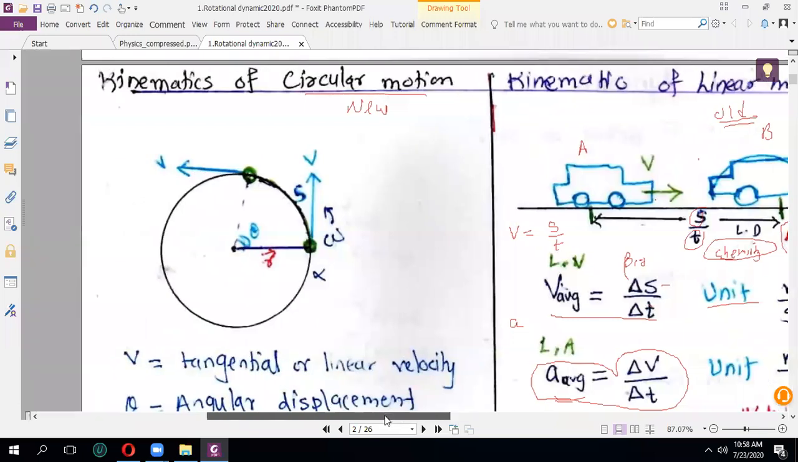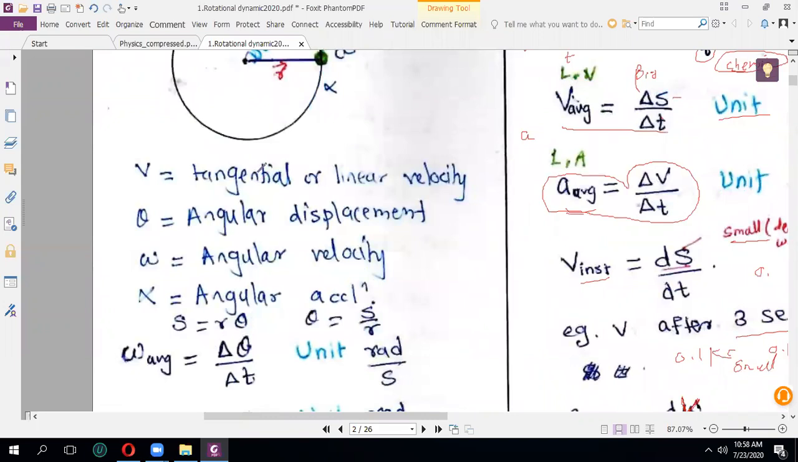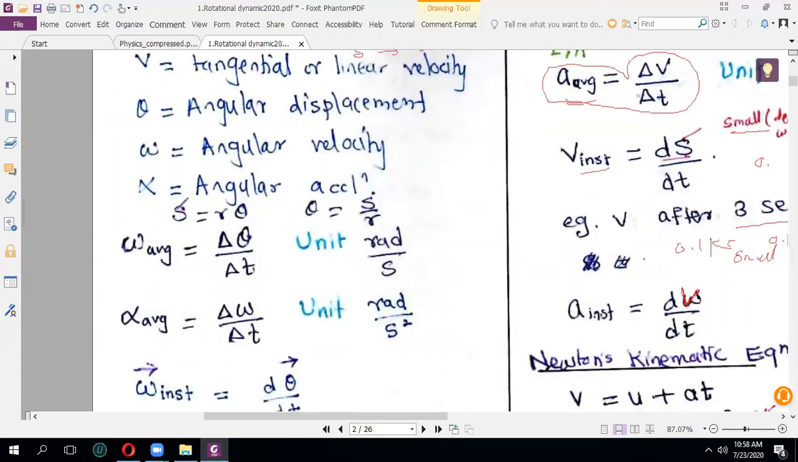What is the difference between linear and circular motion? Only the symbol part is different. See, we know that the symbol of velocity in circular motion is represented by omega. Acceleration in circular motion we represent by the alpha symbol. Correct? Initial velocity we represent by which symbol? Omega 0. Clear? Velocity is represented by angular velocity. Remember this word. Now distance is represented by angular distance. Correct? We know the formula of angular distance. s is equal to r theta.